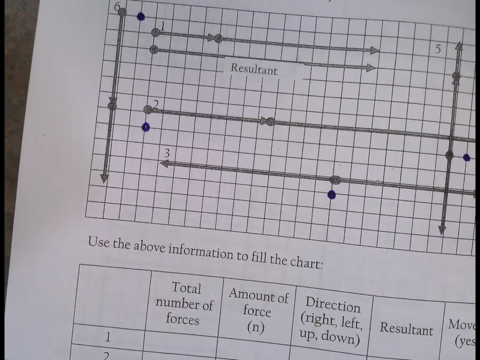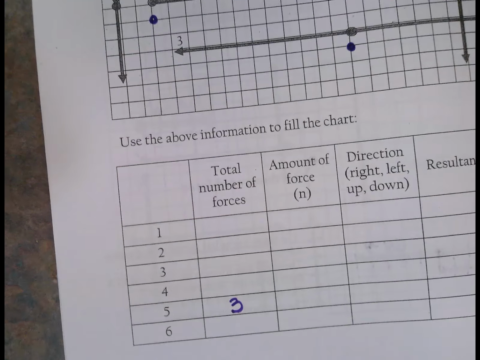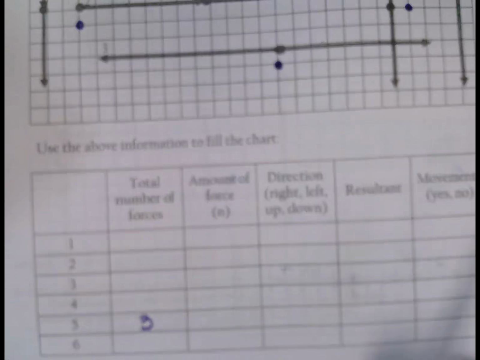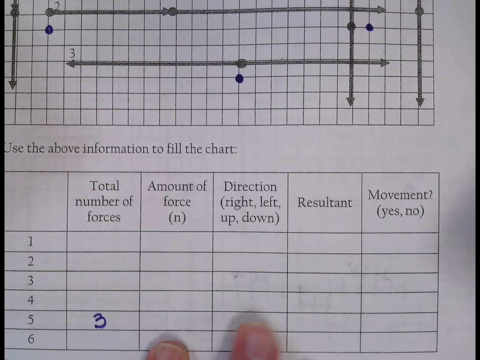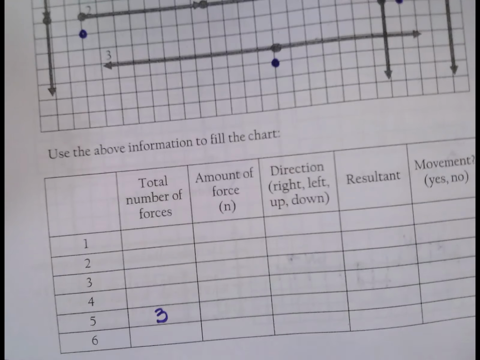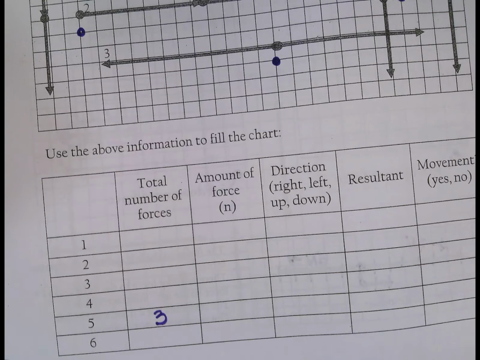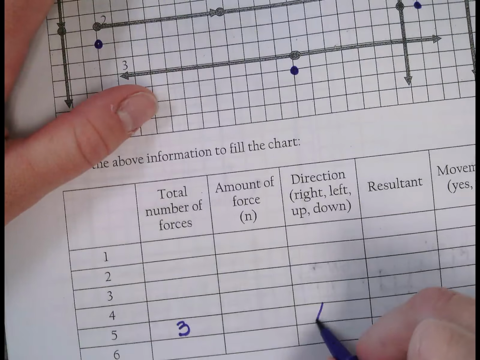So for the most part, I think there's only one that has 3 forces. Number 5 is the only one that has 3 forces. Is there movement? Did it actually move something? Only one of these will be a no. Resultant: what was the total? Was it 14 N to the right? Was it 10 N down? For these, because all of these have 2 forces, there's only going to be one.